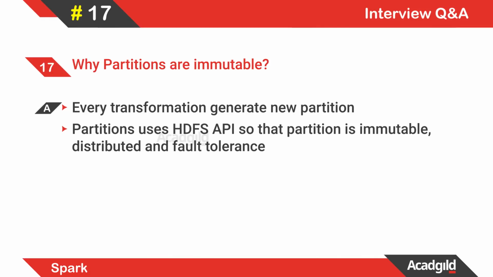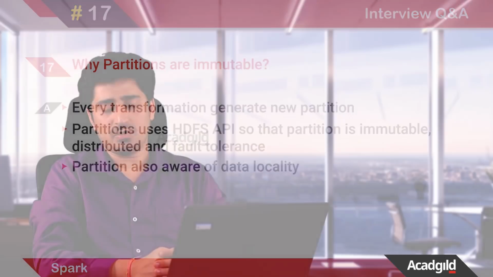These partitions are distributed and fault tolerant. It achieves fault tolerance with the help of a lineage graph, and partitions are also aware of data locality. So it will always try to create a partition in the system where the data is available at that point of time.